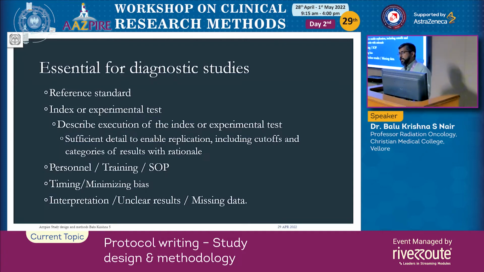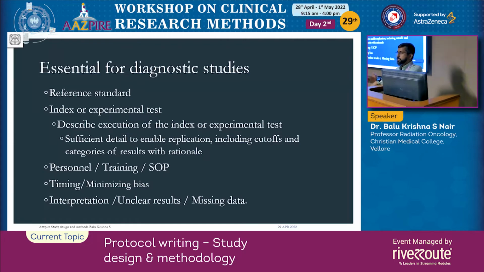SOPs. Okay, so in any diagnostic study, for example biomarker studies, you have to include the methodology, the SOP for standardized testing, for the index test and experiment, and the reference standard. So that has to be put very clearly into your methods. It's not just that I will do this test and collect the report. Okay, that is like you are sending it to the lab and collecting the report.